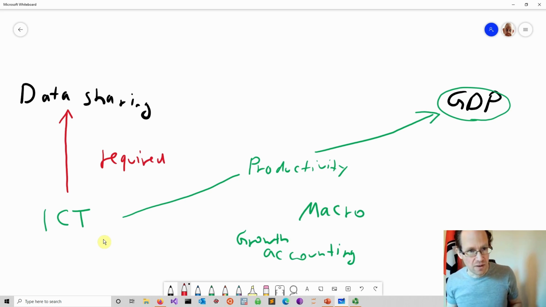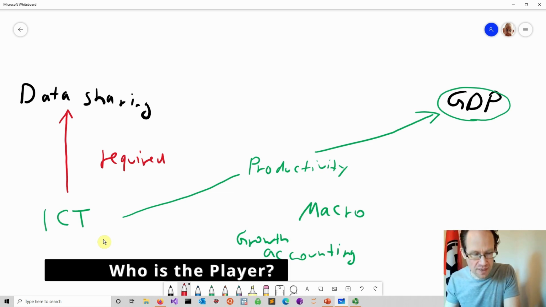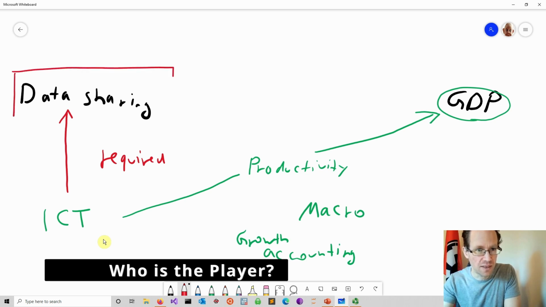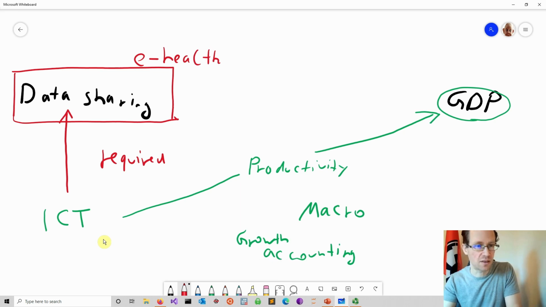Then of course the next question I ask is how does data sharing actually, where does it work? Who is actually the player here? So who is acting in this case? And of course the obvious thing to think about is that data sharing actually sits inside an industry, inside companies. So here we talk about what you call e-health or digital health. So there are various companies that provide digital healthcare, and they need data sharing.